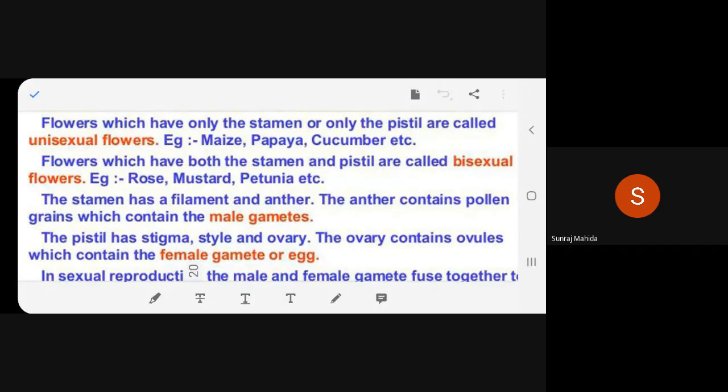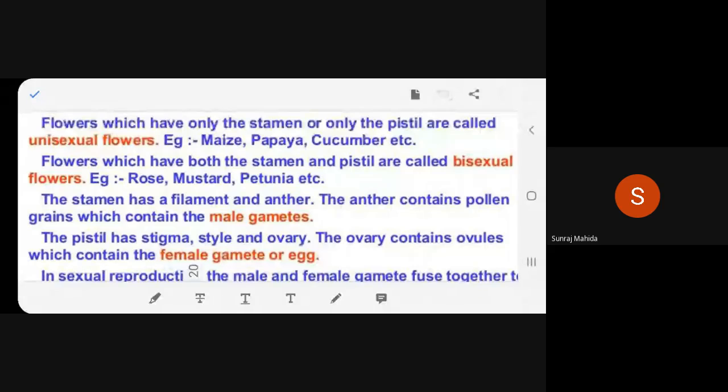Now uni means one, and sex refers to sex organs. It could be either male or female. It could be only a stamen or it could be only a pistil or carpel. So either of them will be in the flower. So that's called a unisexual flower. Yes, next.